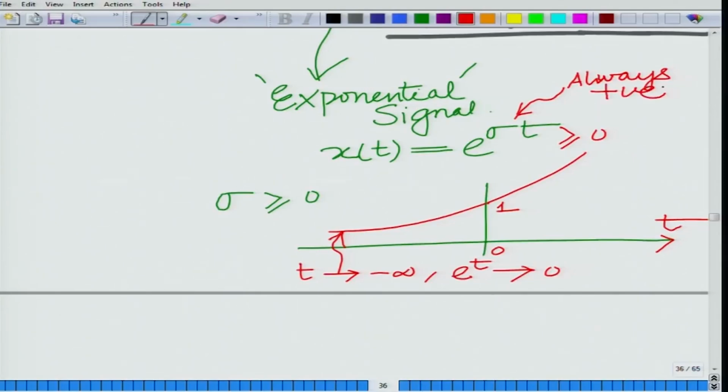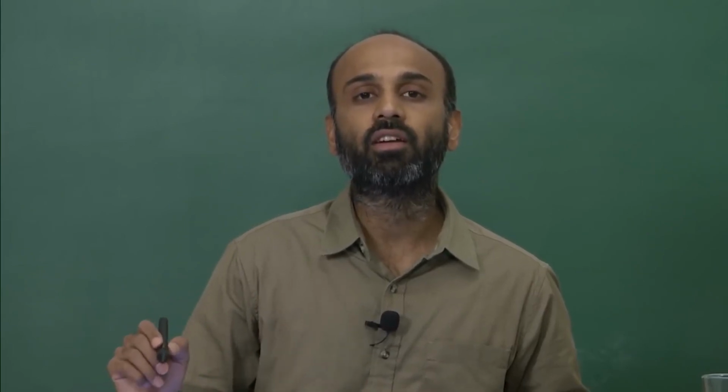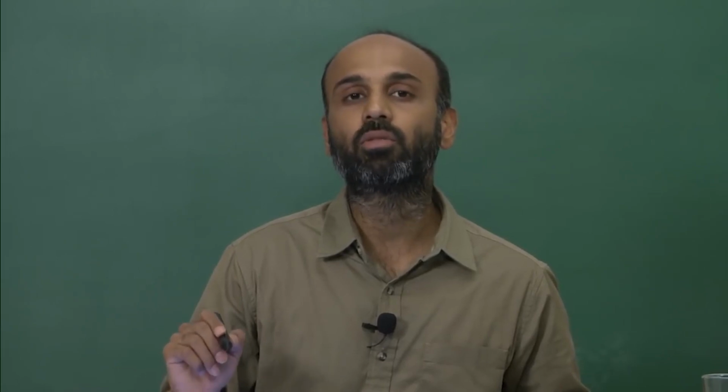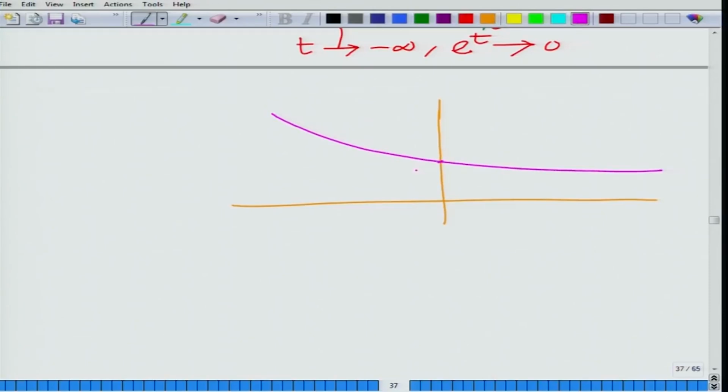This is in fact a positive signal, e to the power of sigma t for sigma greater than or equal to 0. This is increasing. At t equal to infinity, it tends to infinity. At t equal to minus infinity, it tends to 0. And similarly, when sigma is less than 0, it is a decreasing signal. Once again, at t equal to 0, it is 1.